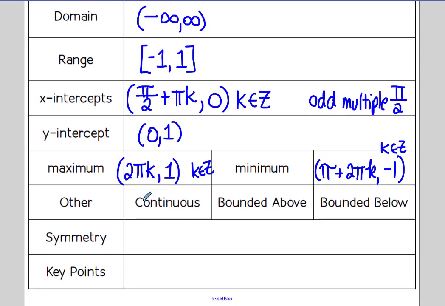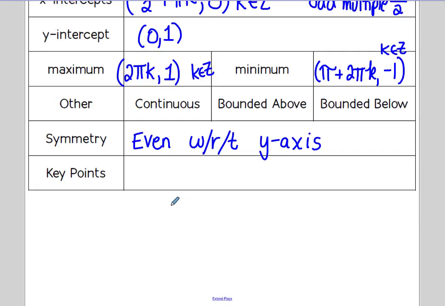Just like sine, that function is continuous. It's bounded above and below, only this time the function has even symmetry, and it's going to be symmetric with respect to the y-axis. And the key points are similar to sine, just different. Instead of starting at an intercept, cosine starts at a maximum. So it looked like this: maximum, intercept, minimum, intercept, maximum, and it oscillated.